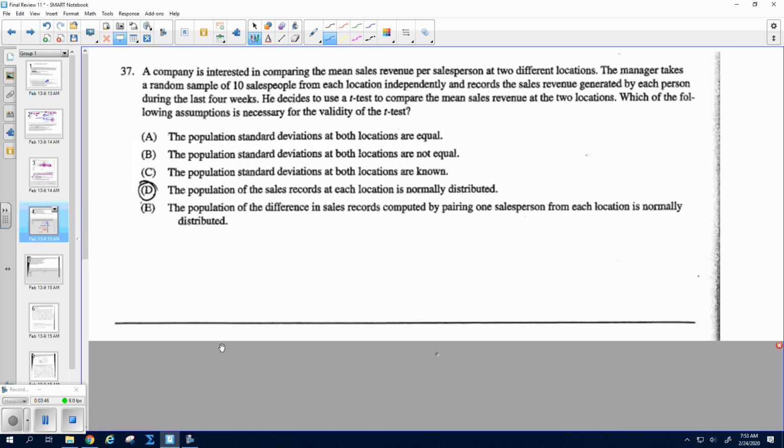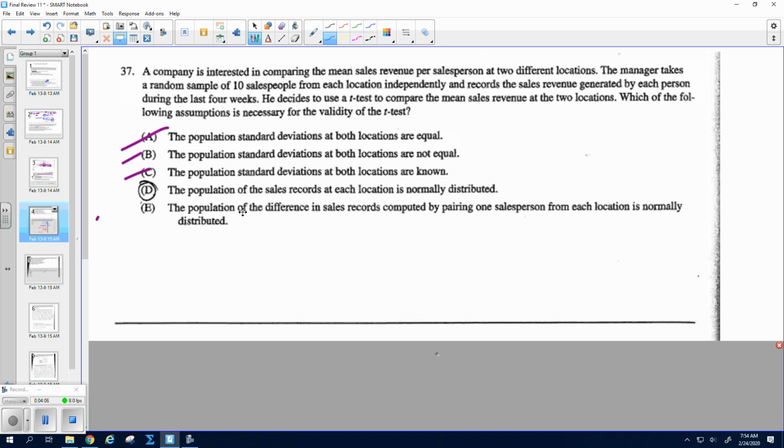37, remember your assumptions that are necessary are random, 10%, and large counts. And large counts means it tells you it's normally distributed. So the correct answer is D. These first three have nothing to do with any of the things we've ever checked, okay?